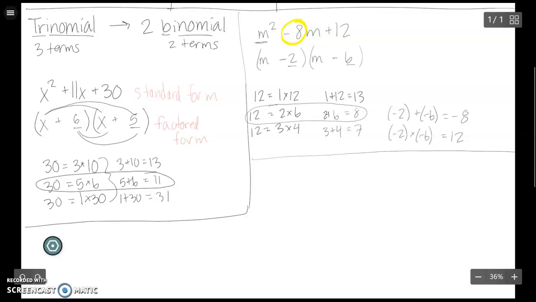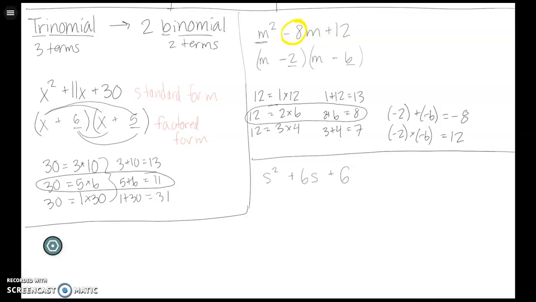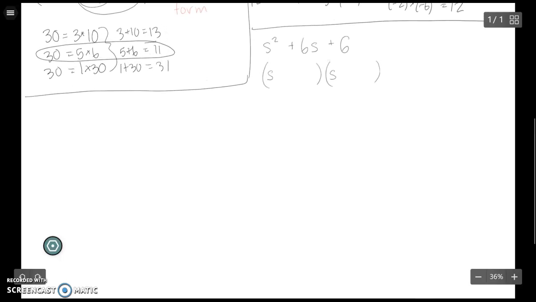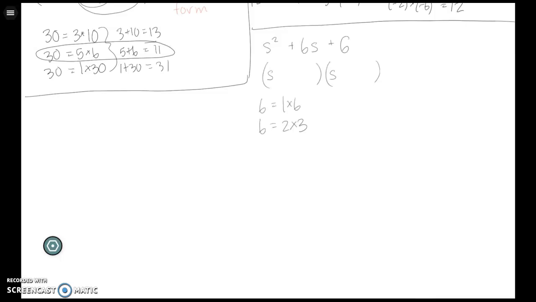Okay, let's look at one example that seems nice, but is going to give us a little bit of trouble. So let's look at t. Actually, I'm going to choose a different variable. My t's always look like 6's. Let's choose s squared plus 6s plus 6. Let's start it the same way as the other one. I'm going to end up with two sets of parentheses. First term of both is going to be an s. Now I have to come up with two numbers that are going to multiply to 6. So I can multiply 1 by 6 to get 6, or I can multiply 2 by 3 to get 6. Those are my only choices for whole numbers, integers.